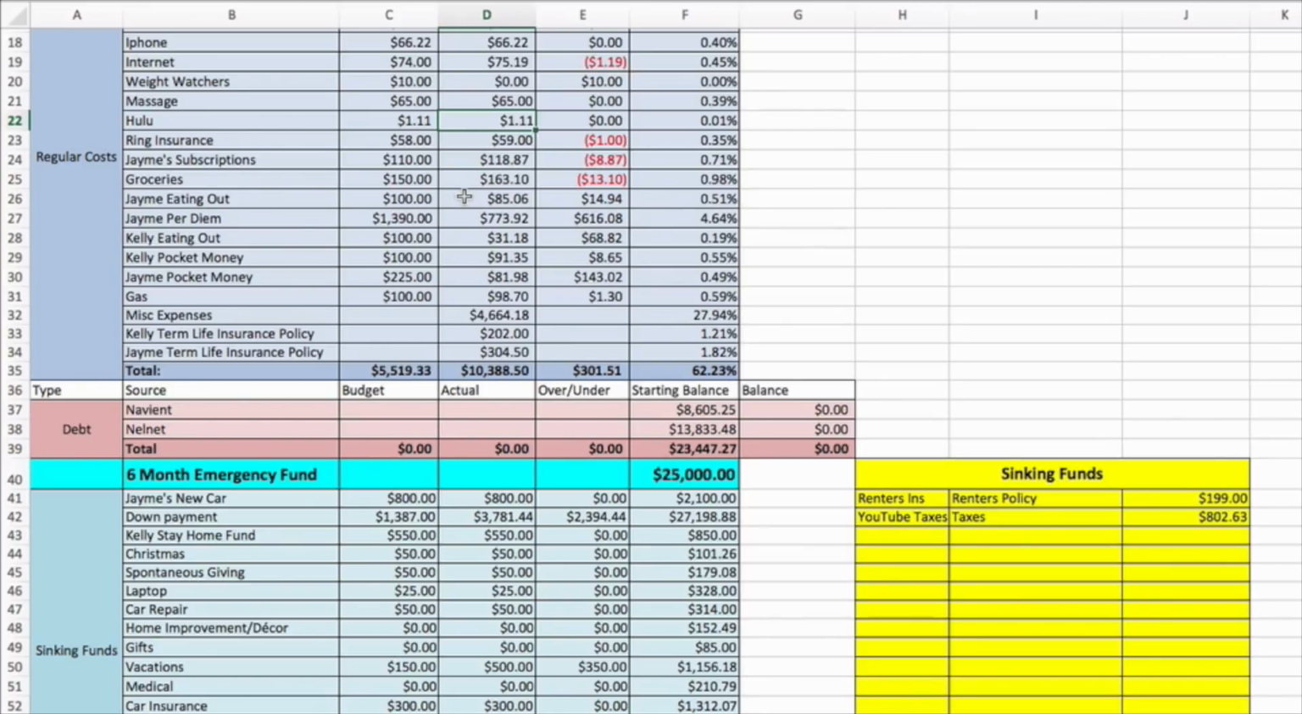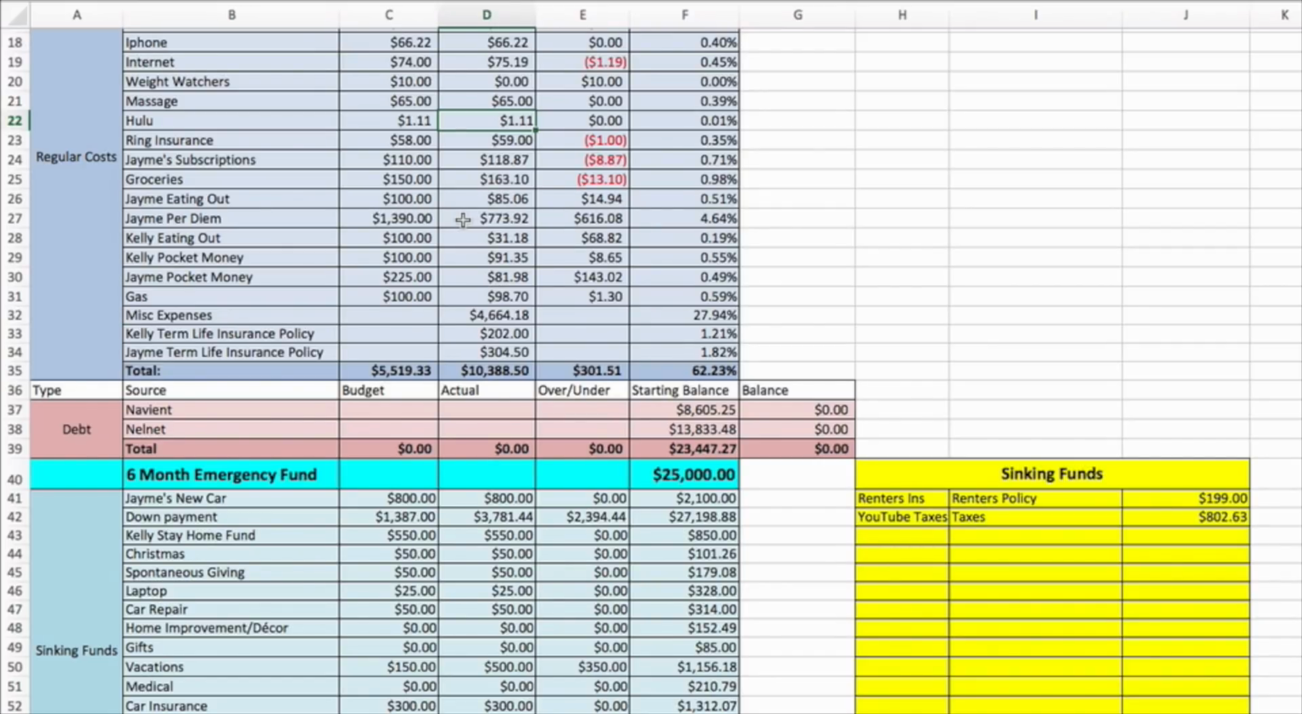Jamie eating out, $85.06. He was under budget. Jamie per diem, he was way under budget. He was allocated $1,390 and he spent $773.92, which is awesome. So he was $600 under budget, guys. That is incredible. Kelly eating out, I spent $31.18, so I was $68.82 under budget.